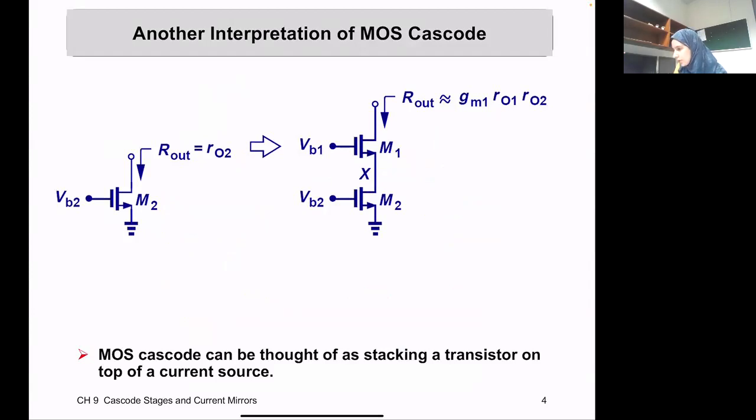Okay, so this is what we just said, that the output impedance will be approximately GM1 R out 1 multiplied by R out 2. And if R out 1 equals R out 2, it will be almost GM1 R out squared, if they are equal to each other. Okay. Now let's take this example.